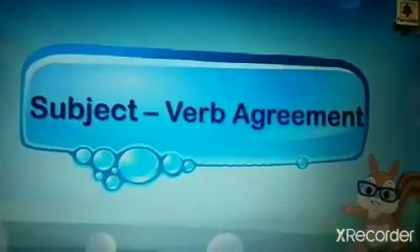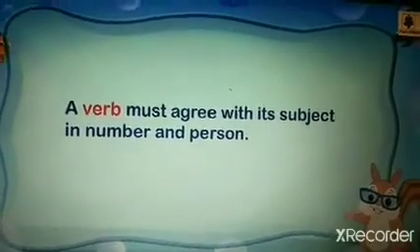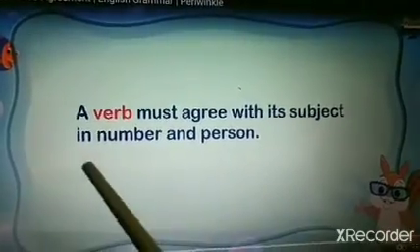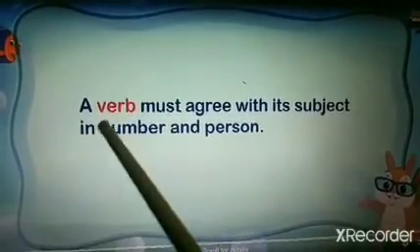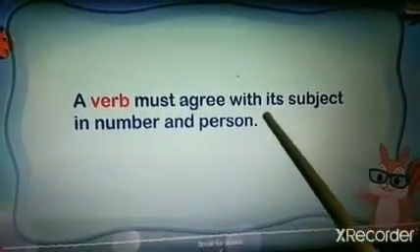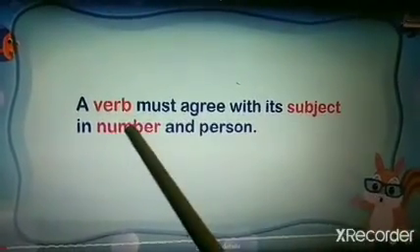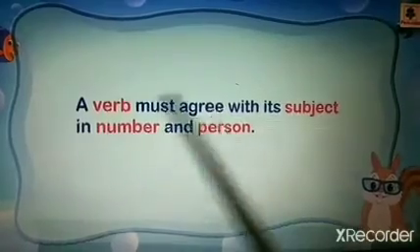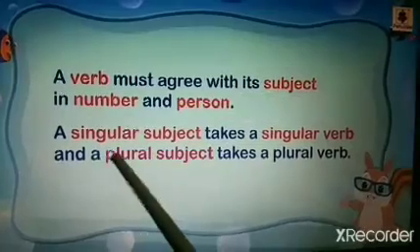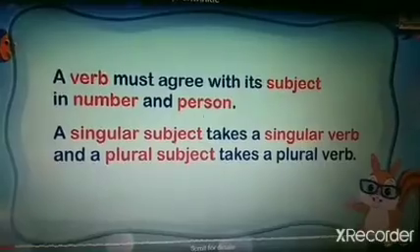So let's start. Subject and verb agreement. What is subject verb agreement? First of all, agree means share the same opinion. So, first of all, we have to know that a verb must agree with its subject in number and person. What does that mean? When we are using a verb, we have to understand that the verb, subject, number and person agree with each other. A singular subject takes a singular verb and a plural subject takes a plural verb.